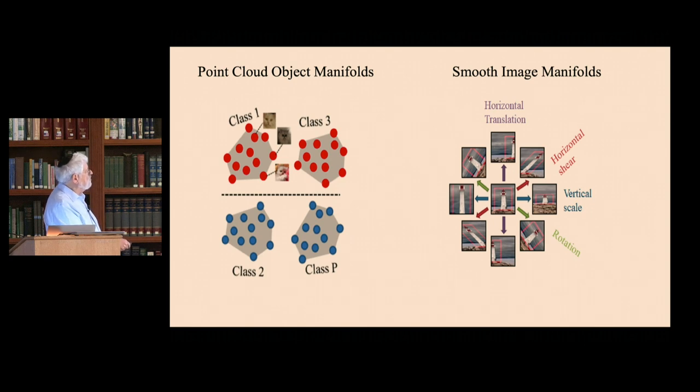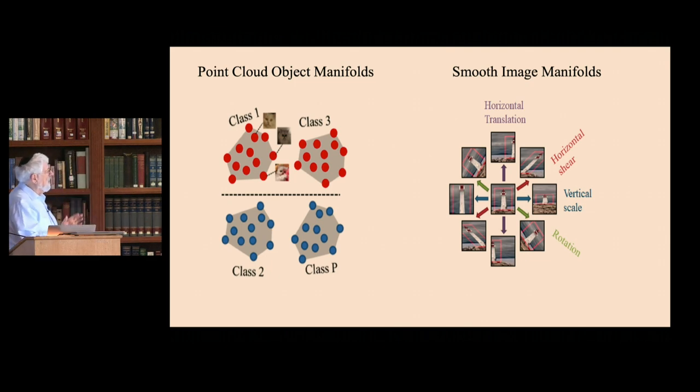The other case is where we want to study more closely a smooth manifold. So we take now a set of images, one image per object. So we're not separating objects, we're separating different images. However, each image is now undergoing affine transformations: translations, horizontal or vertical, or rotations, or shear, and so on and so forth. So now each image generates a smooth manifold.